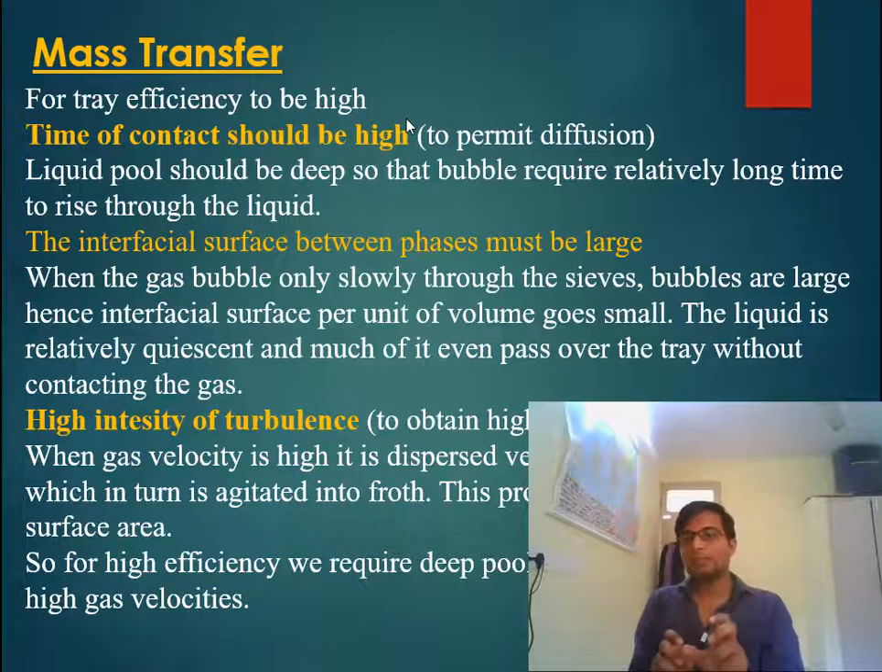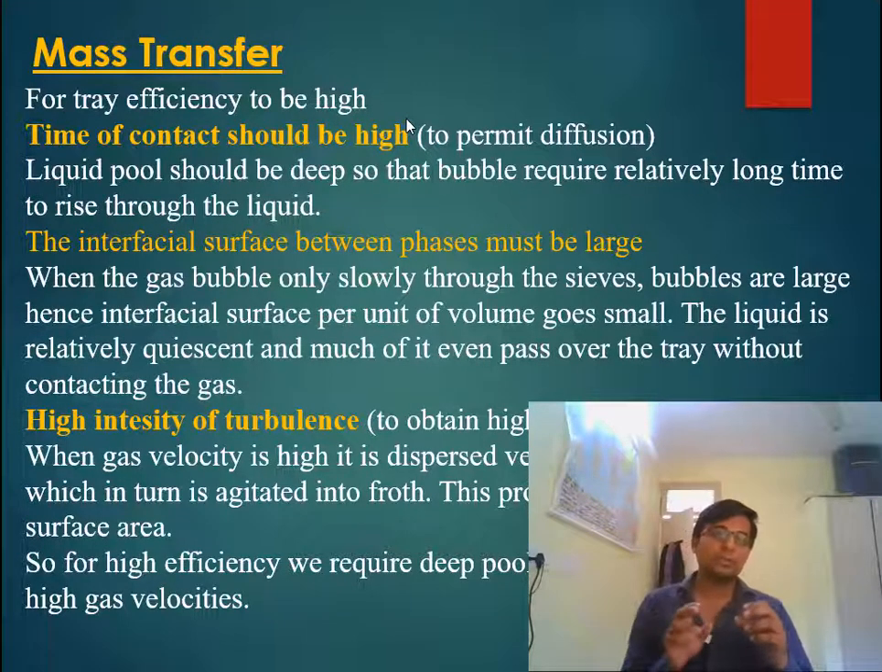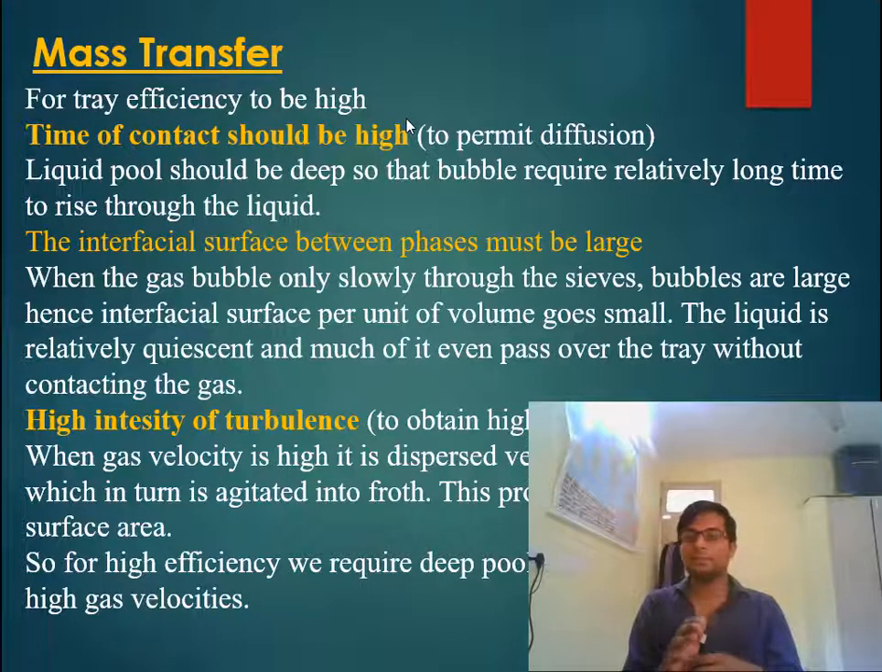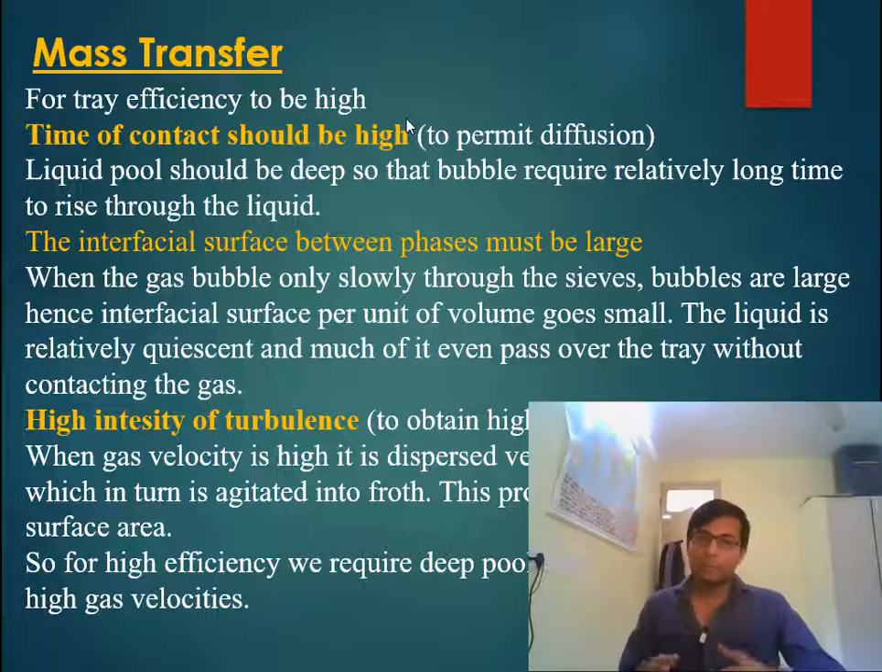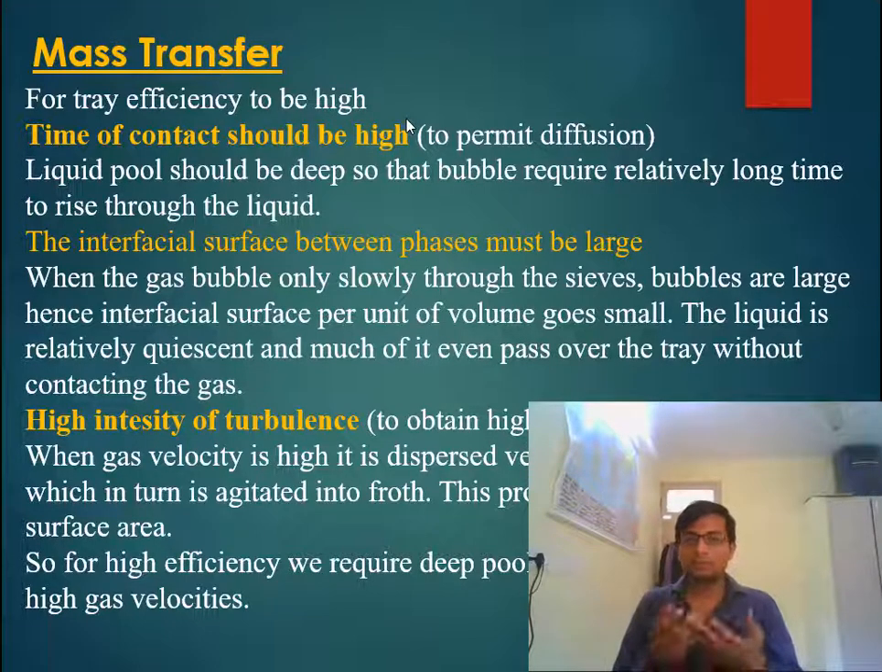Similarly, for mass transfer to be high, the interfacial surface area required will also be high, because usually mass transfer rate depends on mass transfer coefficient times interfacial surface area times the concentration gradient. So if the interfacial surface area between phases becomes high, then mass transfer will be high and tray efficiency will be high.